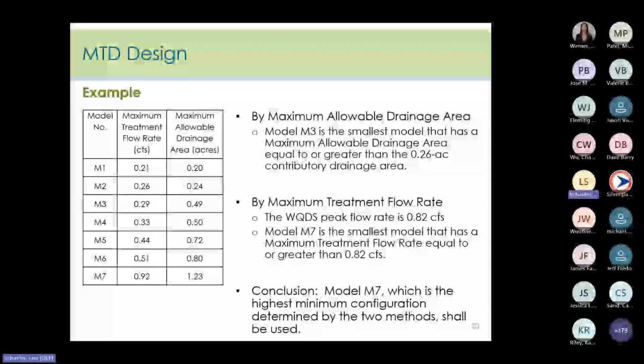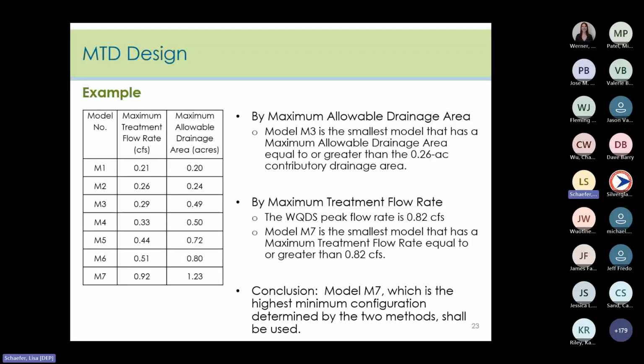So we have a table here. It's showing various models of a hypothetical GI MTD, and we have the maximum treatment flow rate and the maximum allowable drainage area associated with each of these models. Both are going to be used to size the model. And if we look at the third column, the motor vehicle surface is 0.26 acres in size. So that means we cannot use model M1 nor M2 because the area we need is larger than the maximum drainage areas allowed for these two models.